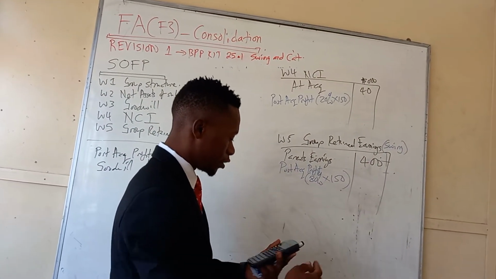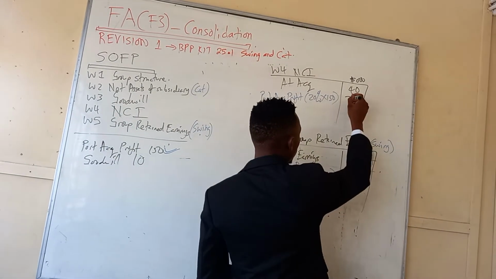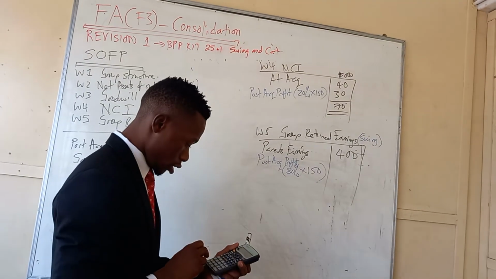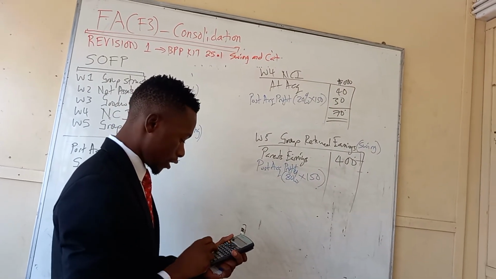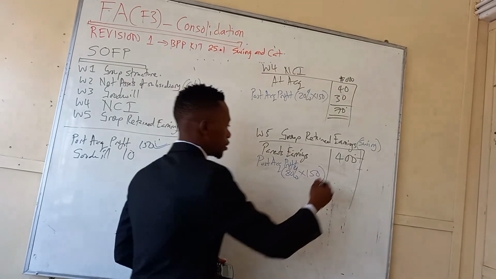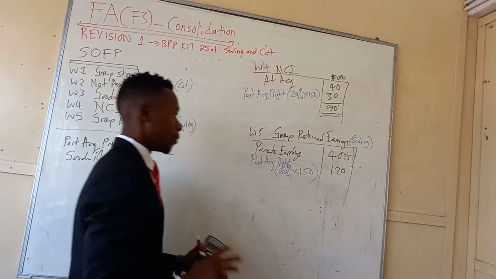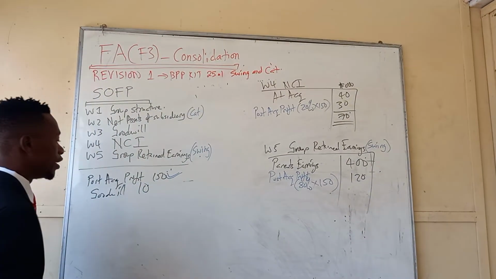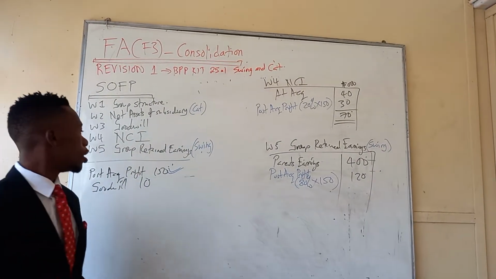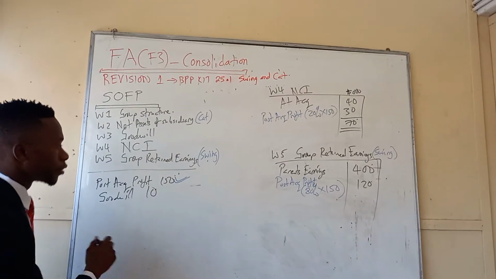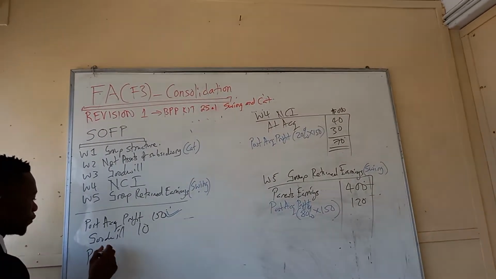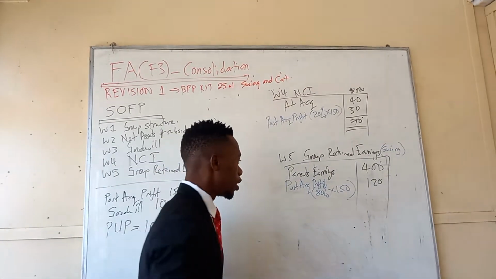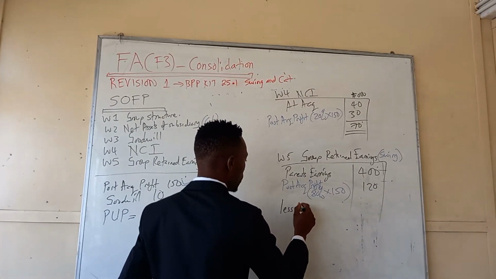20% of 150, you get 30. You sum up this, 70, you close off. Then the remainder, or just say 8% of 150, which is 120. But I'm not going to forget the PAP, the provision for unrealized profit. We calculated our PAP, and that was 10,000, right? So I'm going to less PAP here.